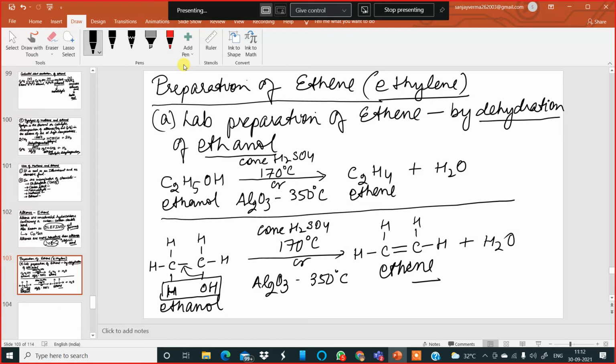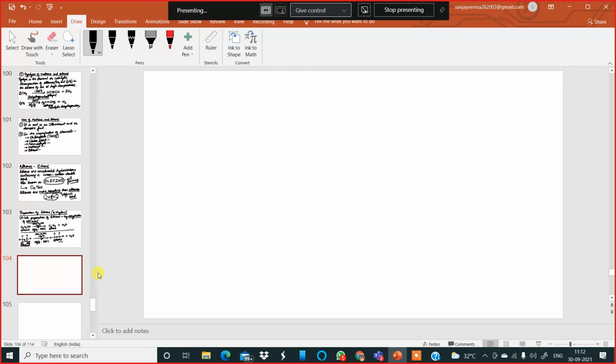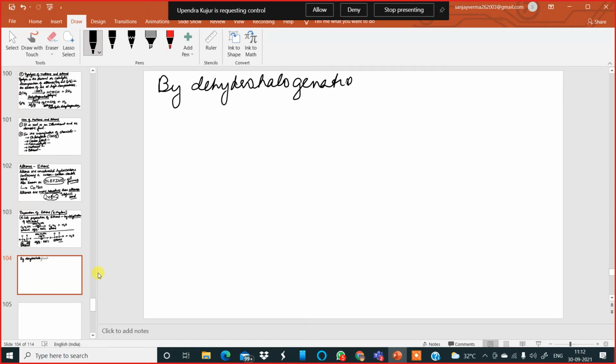So this is one method. We can also prepare ethene in the lab by dehydrohalogenation.